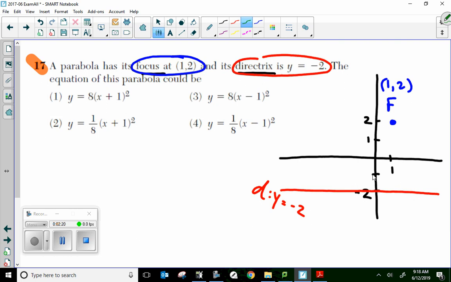If you notice, the point 1, 0 is exactly between because I go up 2 and I go down 2. I'm exactly in between. So that's how I know where my vertex of the parabola is. My parabola, if I had to draw it, never crosses the red line I drew for the directrix. My focus is always inside the parabola cup. So my parabola would kind of look like this.